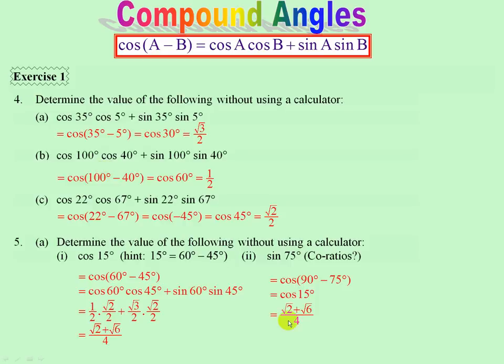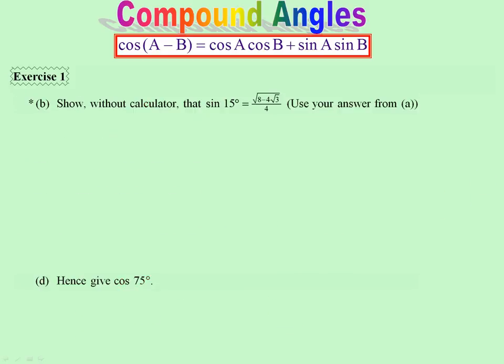We actually found that anyway. Cos of 15 there. Now, why am I finding cos of 15? Well, I can't find sine of 15 directly. So if I find cos of 15, I now have the x and the r, because remember cos is x over r, which means I can use Pythagoras' theorem to find the y.